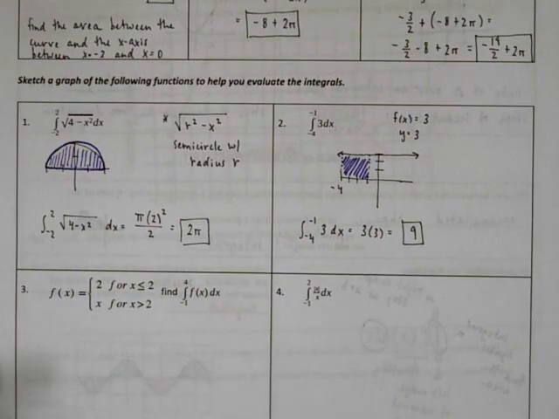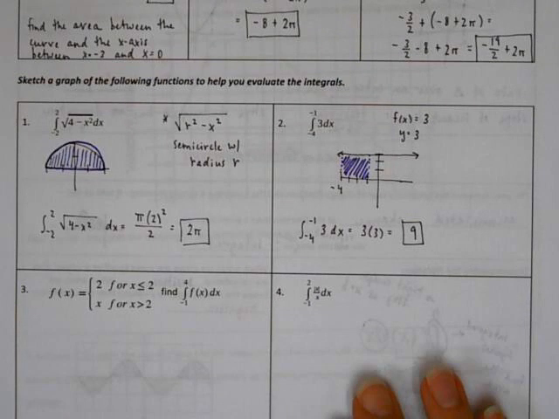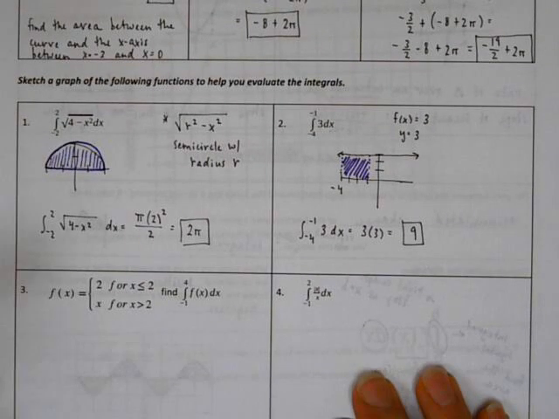So again, big idea being we're just using geometry formulas to evaluate these areas right now. And so we'll do number 3 and 4 together when we're back in class. So for now, let's go ahead and move on.